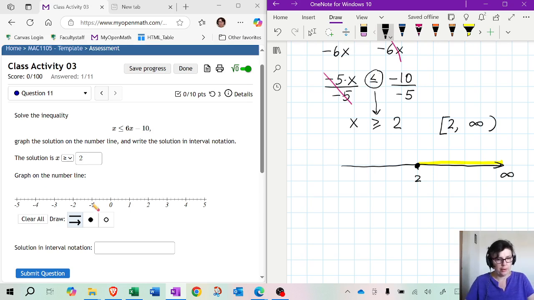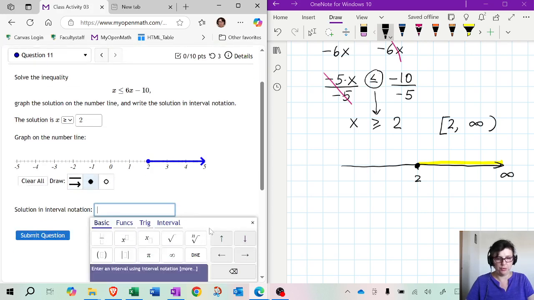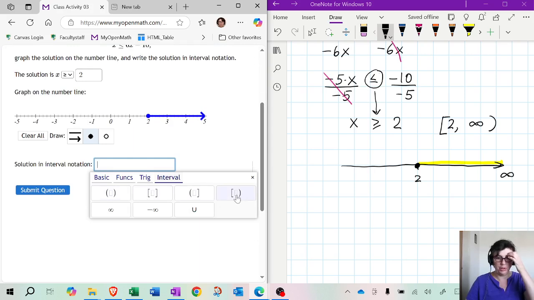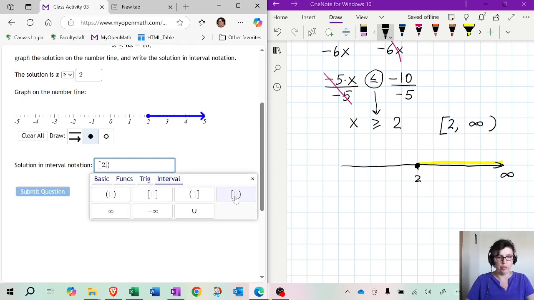Okay, now let's go ahead and graph this. So this is going to be x greater than or equal to 2. So we're graphing everything 2 and higher. This is going to become a solid dot. In interval notation, this is going to become start at 2 and go to infinity.